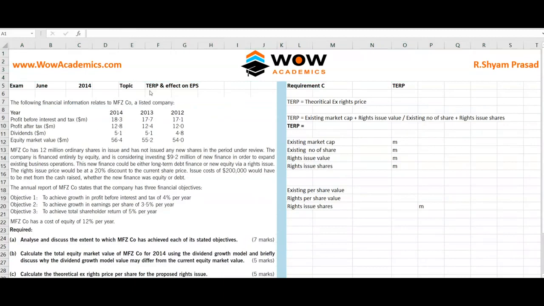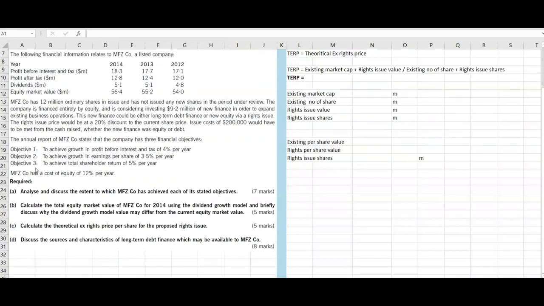So we'll start from this question. This is a TERP question, which refers to theoretical ex-rights price and the effect on the EPS. So that's what we are going to work out. So this question was asked in June 2014. This question has several requirements, but we are only going to do the TERP.